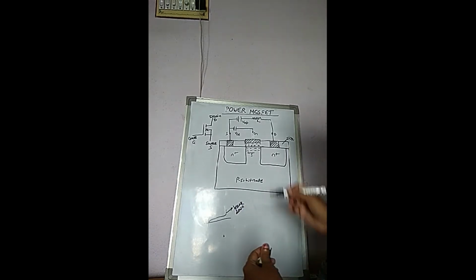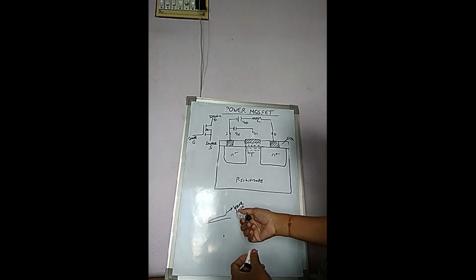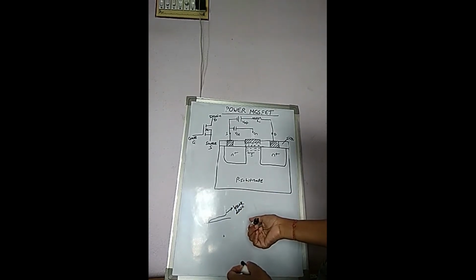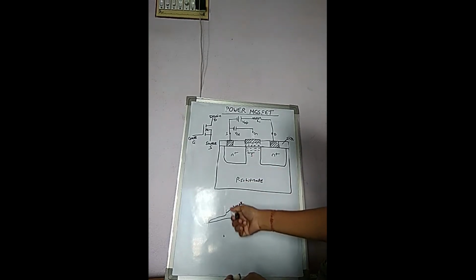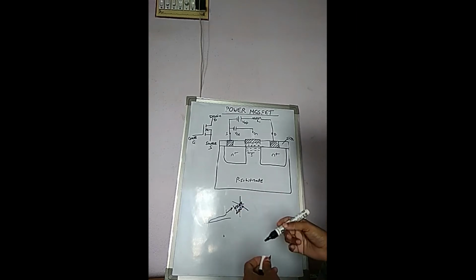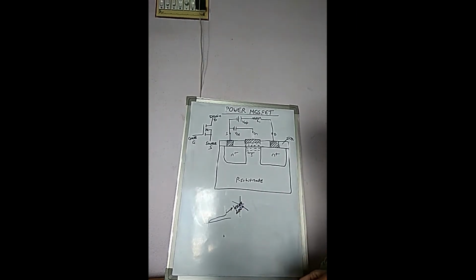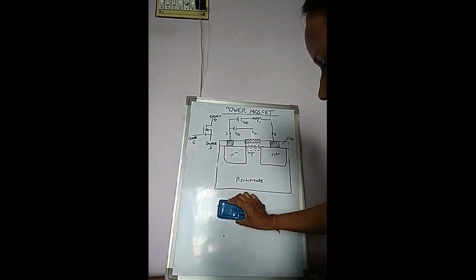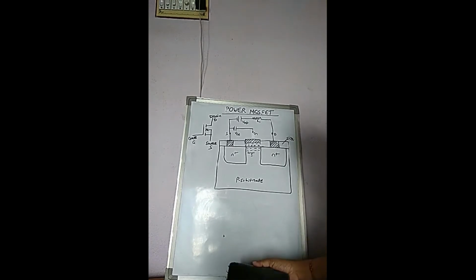So in case of BJT, there is a breakdown region. But in case of MOSFET, it is free from this problem. In case of MOSFET, there is no breakdown region. So I told you different points regarding the difference between BJT and MOSFET.